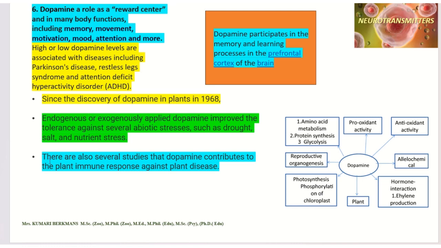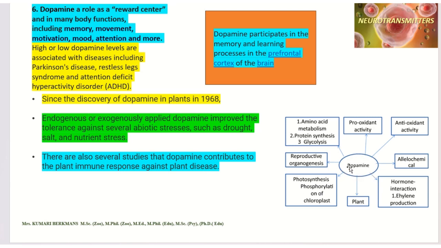Another one: there are also several studies showing that dopamine contributes to the plant immune response against plant disease. If dopamine is present in the plant, the plant resists disease. Now see what the functions of dopamine in plants are.